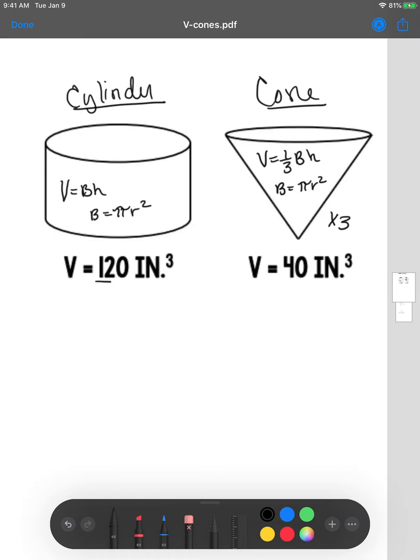So if I divided this 120, the volume of the cylinder, by 3, it's going to equal 40, which is my cone. So that's the relationship between it. The cone will fill up the cylinder 3 times.